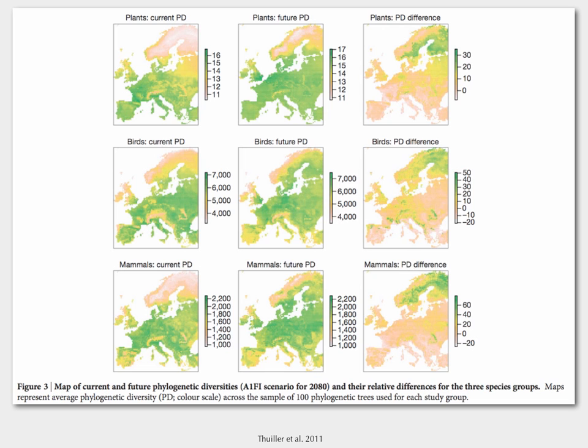Increasing diversity. Right. And so with climate change, overall, the graph is zero higher. Overall, we will lose PD. But there are areas that will gain PD. So this part of France might gain PD. Something here with mammals. There aren't many places that will gain PD, but they can. Okay.